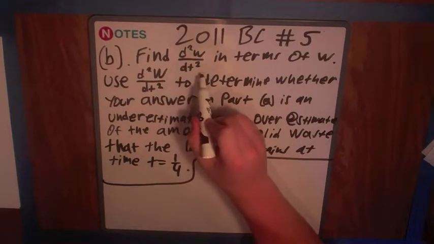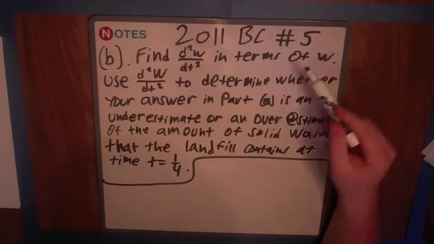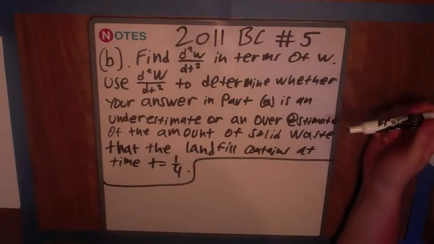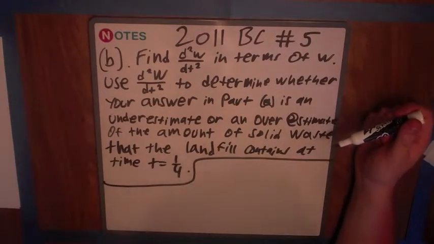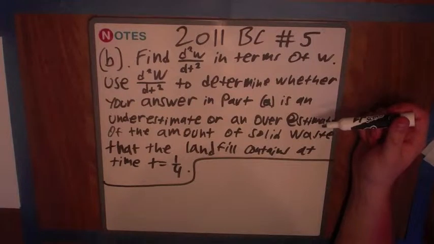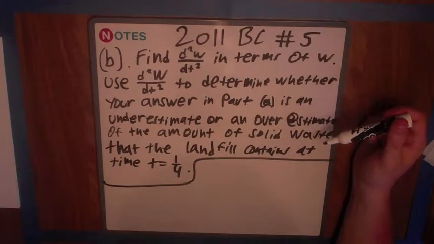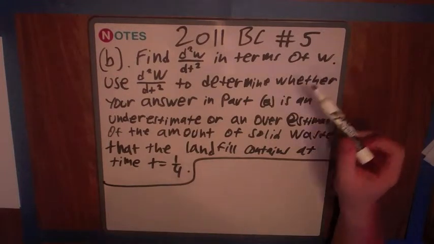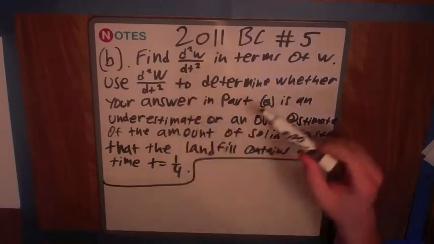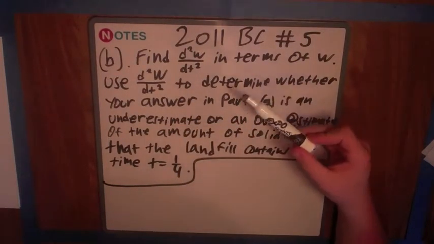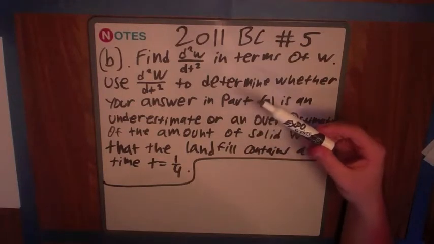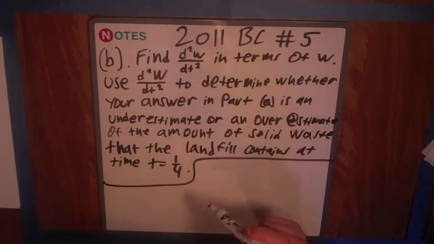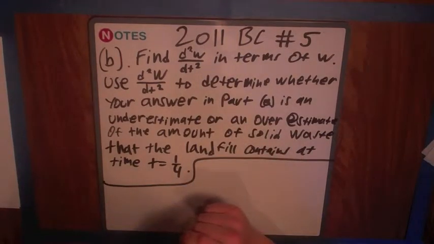Part B. Find d squared W over dt squared in terms of W. Use this to determine whether your answer in Part A is an underestimate or overestimate of the amount of solid waste that the landfill contains at time t equals 1/4. This is the second derivative of the differential equation. This is the second derivative of dW over dt.